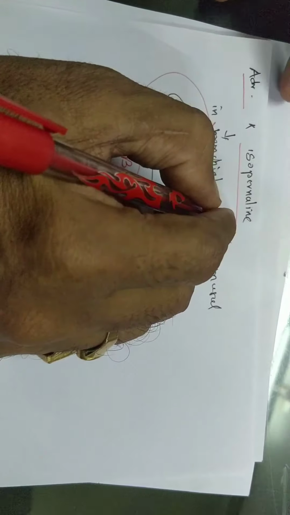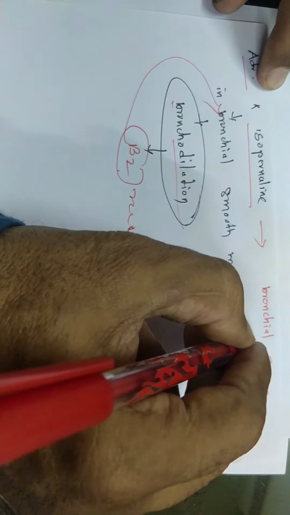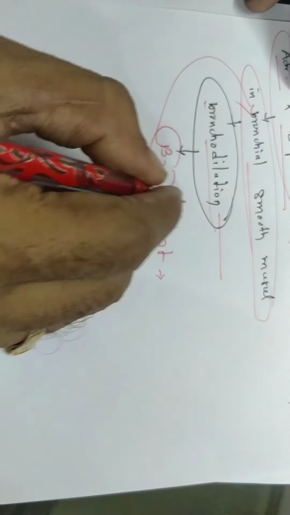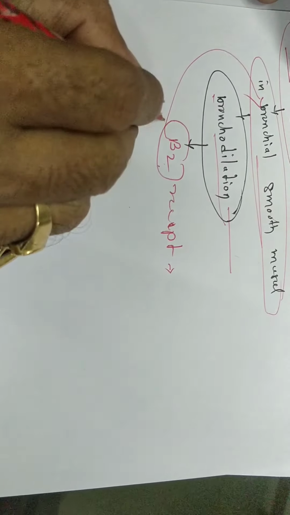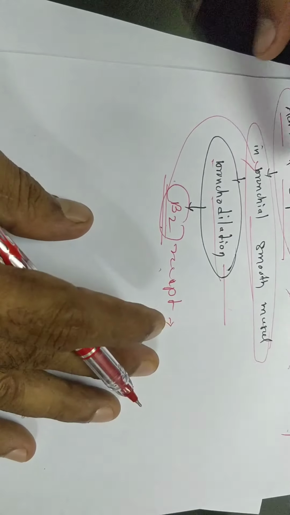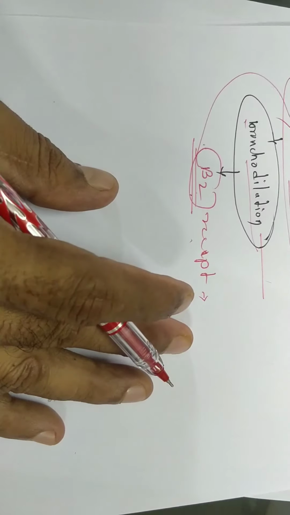The most important catecholamines are adrenaline and isoprenaline. They act on bronchial smooth muscles and produce bronchodilation, acting on the beta 2 receptors present in the smooth muscle of the bronchioles. Okay.